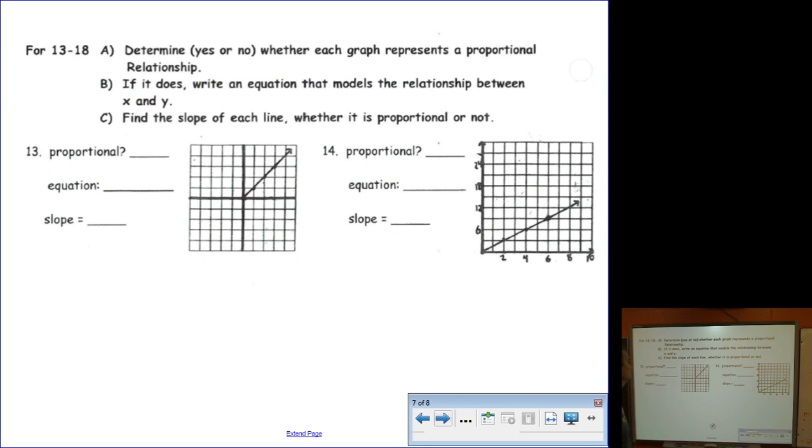All right, in number 13, I'm supposed to say first, yes. Is the graph proportional? And the answer is yes, it's proportional because it goes through the point 0, 0.